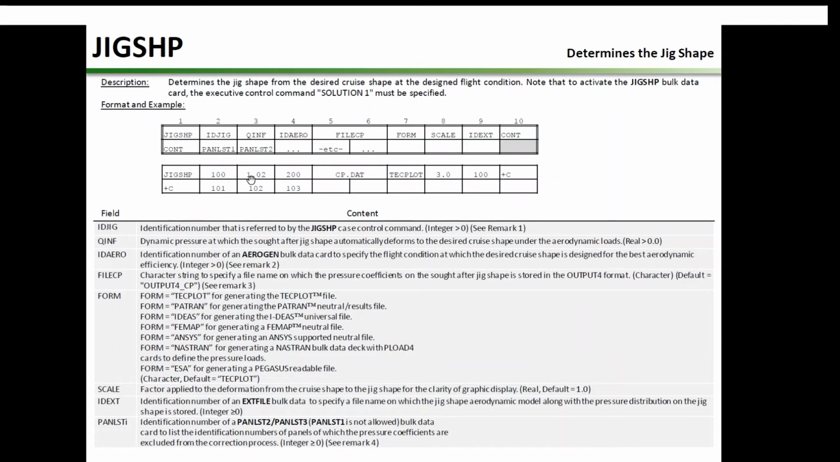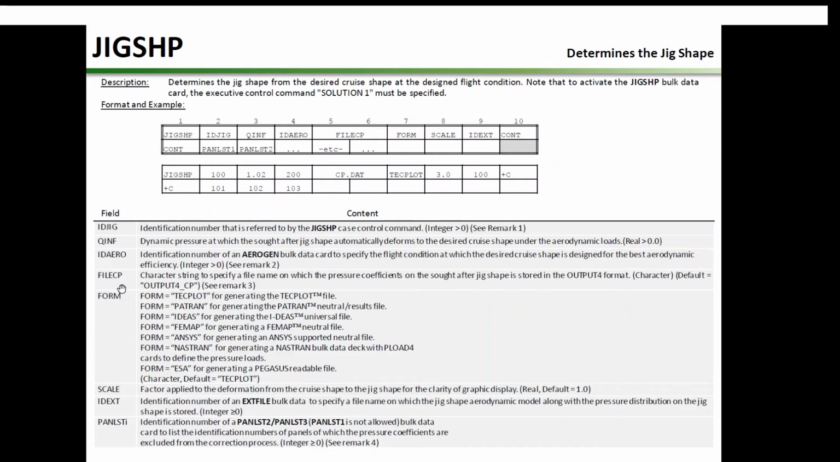So to determine the jig shape, this is activated by a JIGSHAPE case control command. You give a dynamic pressure, you give the AEROGEN card, which defines the cruise condition, on the rigid aircraft and on the cruise shape. And meanwhile, you can replace the ZONAIR-computed CP on the cruise shape by CFD or by measurements, using IMPCFD or IMPCFD1 and the CPSPLINE card and so on.